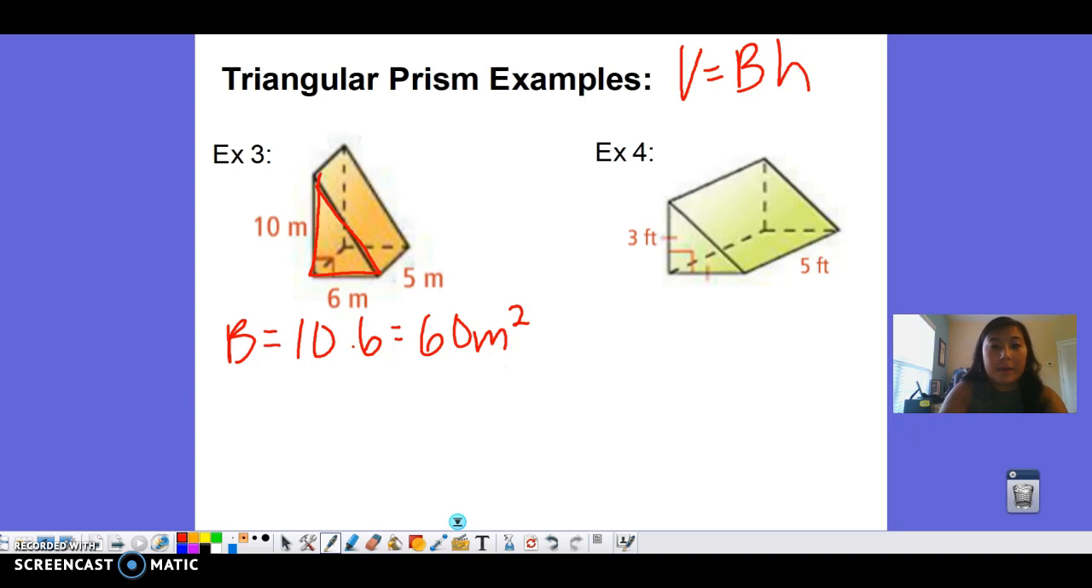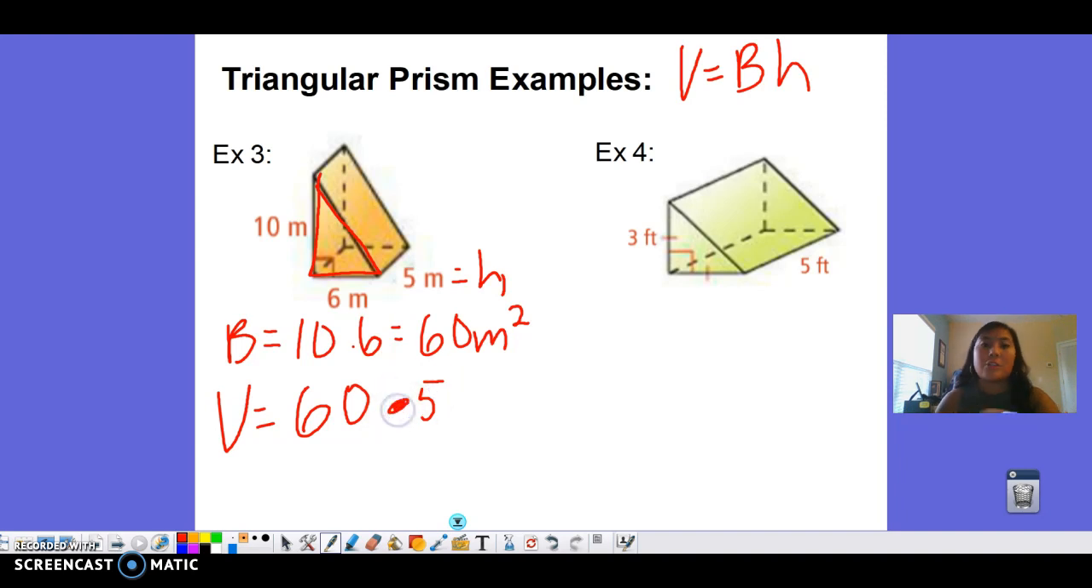And then we're going to multiply that by the height, and now the 5 is going to be the height. So with that being said, our volume, we're going to get by multiplying 60 times the 5. Oops, I'm trying to make that multiplication sign a little bit bigger. 60 times the 5, and that's going to give us 300. And again, we're dealing with volume, so it's going to be meters cubed this time.